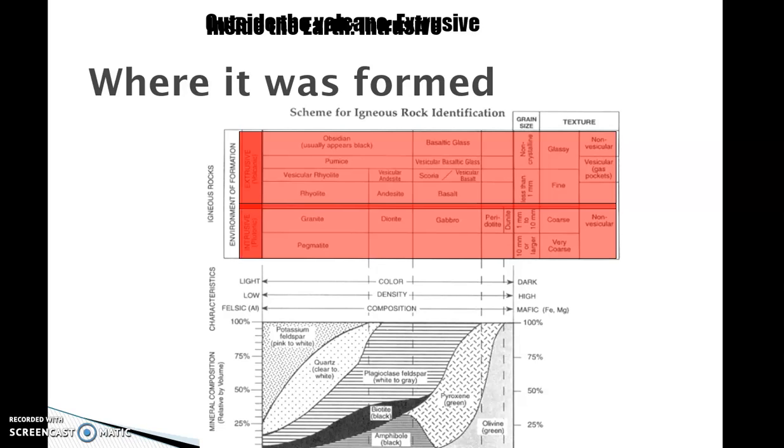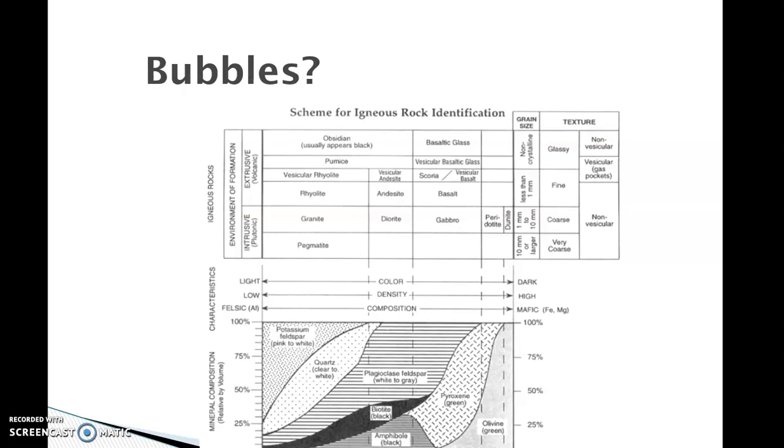Intrusive means it formed inside the earth. So all those on the bottom were formed underground and at some point got pushed up to the surface. Does it have bubbles? If it does, we call it vesicular. Again, another vocabulary term from yesterday. And also, vesicular might sound familiar if you've ever taken living environment.